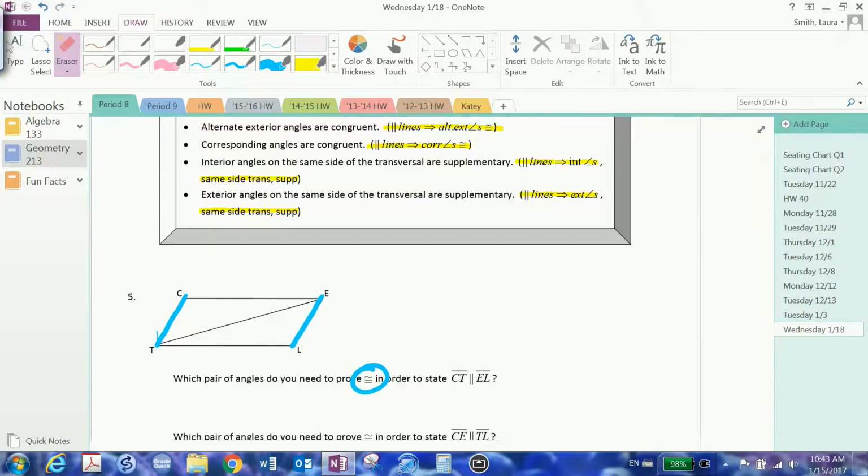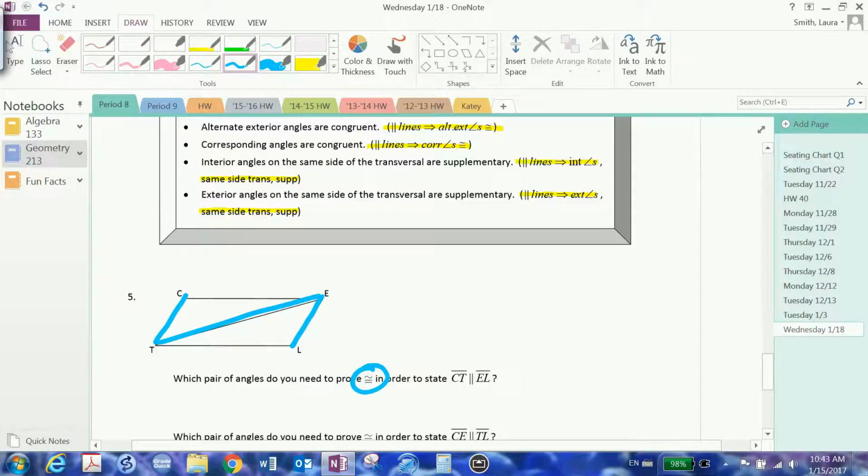So if I used CE and TL, I don't have an option for the congruence, right? Because I don't have anything on the alternate side of those transversals. There's nothing going on outside of that. And all I could use would be same side interior supplementary, but that wasn't the goal. The goal was to prove which angles are congruent. So it feels to me like the best transversal to use would be TE.